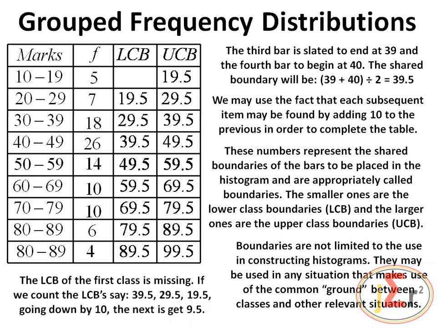The lower class boundary of the first class is missing, and we can see that we have that blank rectangle right there. That's where it belongs. And of course we can just look right here and see how it goes down very nicely. So the lower class boundary of the first class is missing. If we count the lower class boundaries, say 39.5, 29.5, 19.5, we will be going down by 10 each time. The next one will be 9.5, and that's what our first lower class boundary will be.